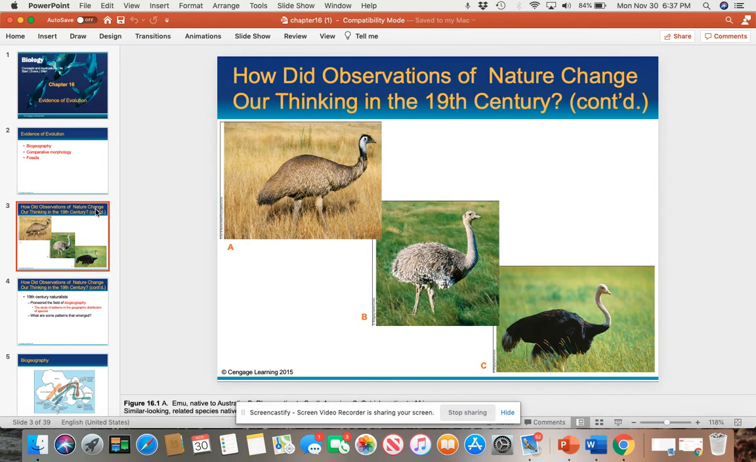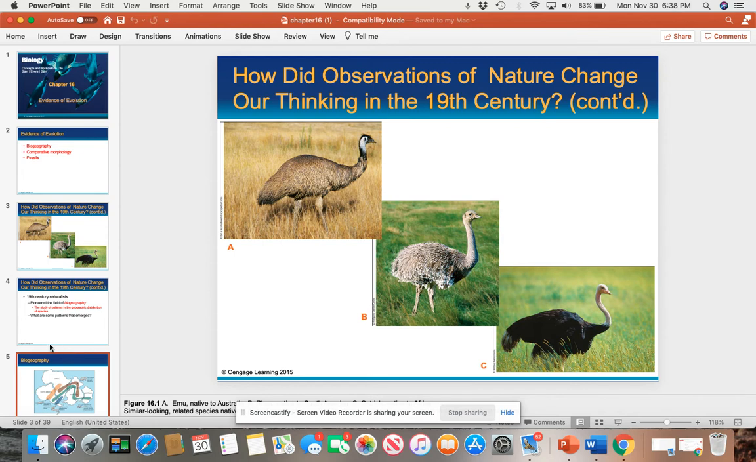So when we look at these giant flightless birds, we look at the emu, the rhea, and then the ostrich. You have ostriches typically found in Africa, then rheas, Australia, and then emu, South America. How can we find these three flightless birds, which, with respect to structure or morphology, look similar, but once again, they are different?